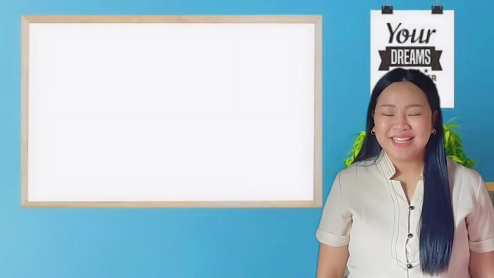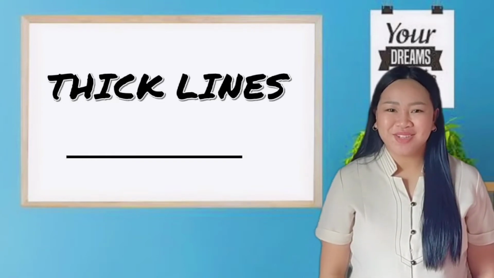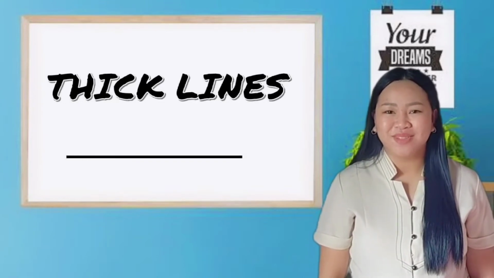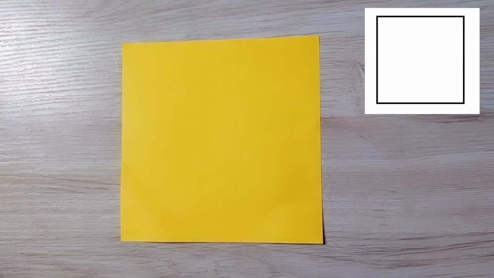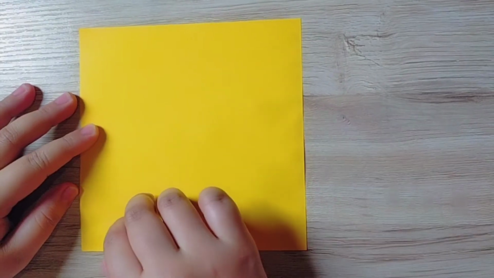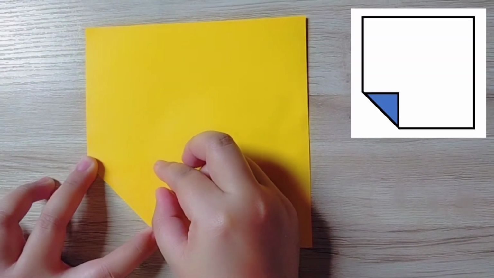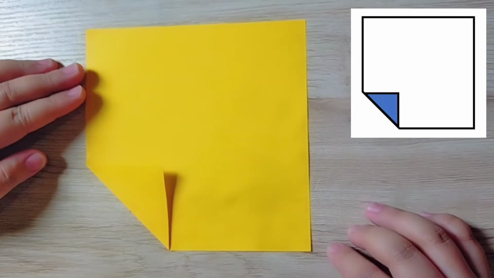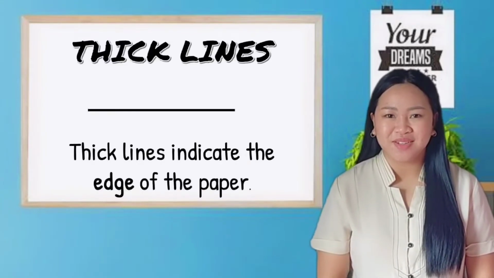The first one is thick lines. Thick lines show either raw edges or edges resulting from fold. This paper, for example, would show a simple square. It will look like this in a diagram. Notice that the edges indicate thick lines. Another example is, if we fold the paper on one corner, it will look like this in the diagram. Notice that the edges indicate thick lines. Again, thick lines mean edges in an origami diagram.